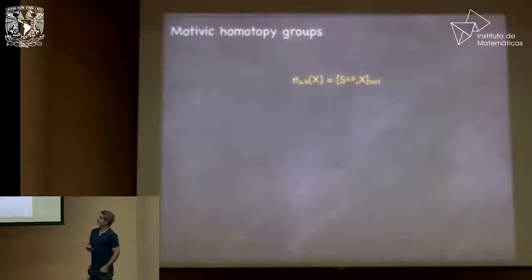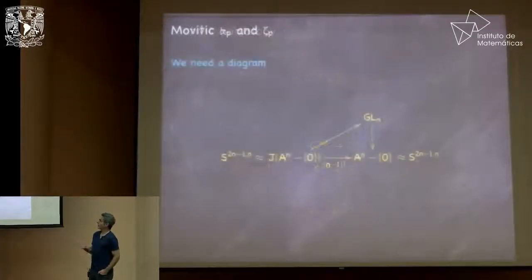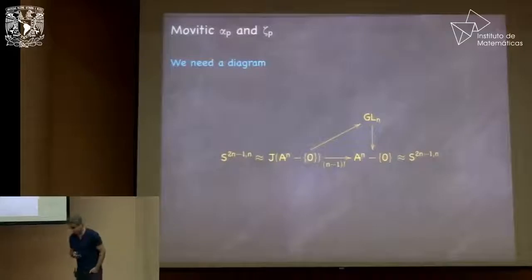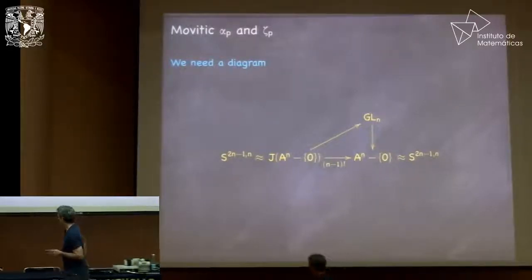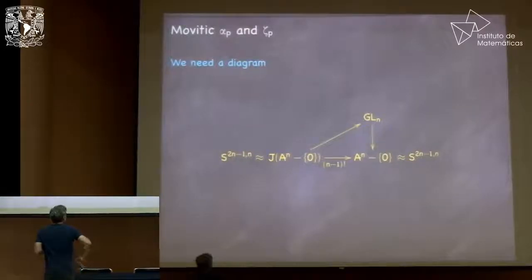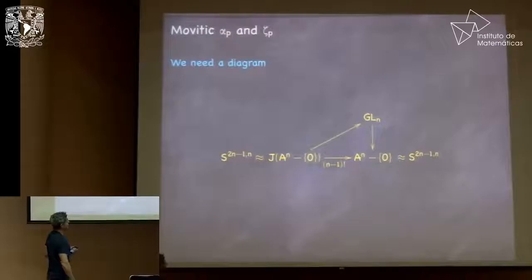I see that time is kind of getting away from me, so sure, there's homotopy groups as well, and you can realize these to ordinary groups in topology. Anyway, the key thing is to produce this key diagram, right? Given we're supposed to produce a map from that odd sphere to itself of degree n minus 1 factorial that factors through GLN.